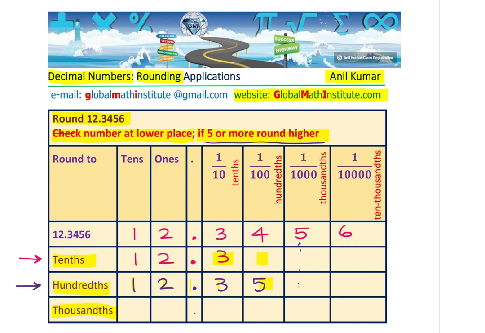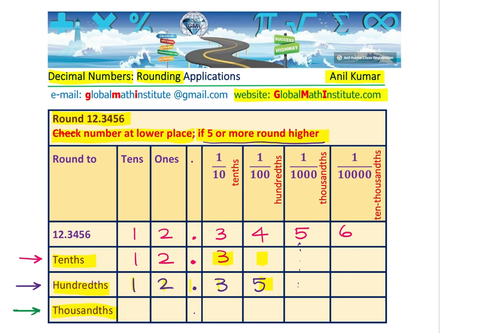To round a number to a given place, we check the number at a place value which is 1 lower on the right hand side, correct? And if it is 5 or more, we round higher. Otherwise, we leave it as such. The next number, can you do that? So you can pause the video and then try this out.